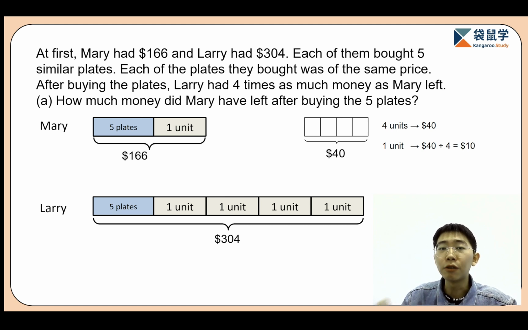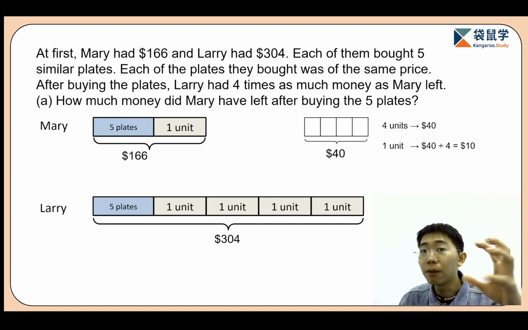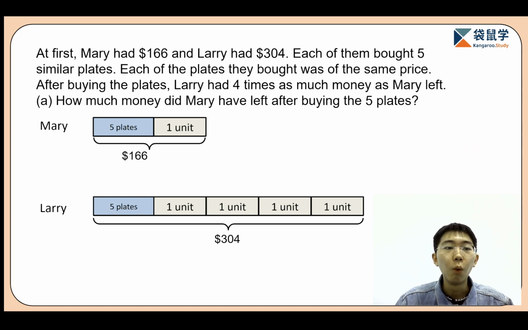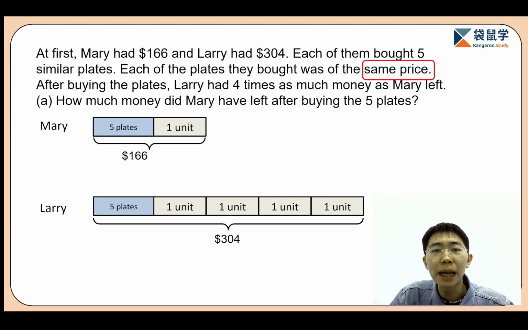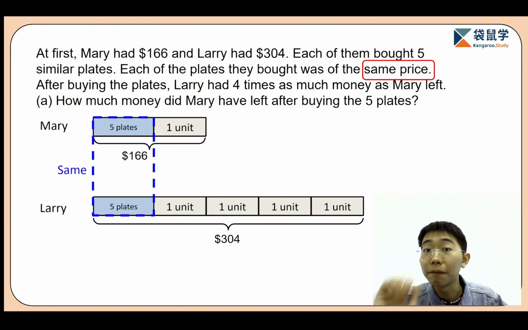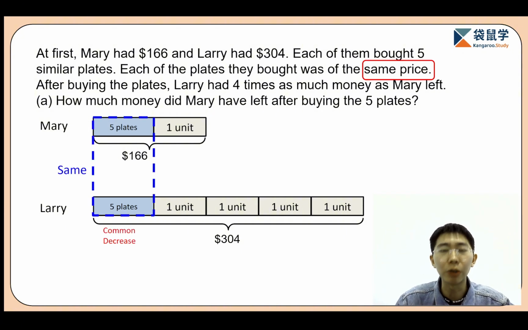So that means to find out the value of 1 unit, we can first try to locate the number of units and the corresponding value. So, back to this question. How do we find the number of units? We know that both Mary and Larry spent some money on these 5 plates, and each of the plates they bought was of the same price. So that means both Mary and Larry have been deducted the same amount of money due to these 5 plates. We call it common decrease.